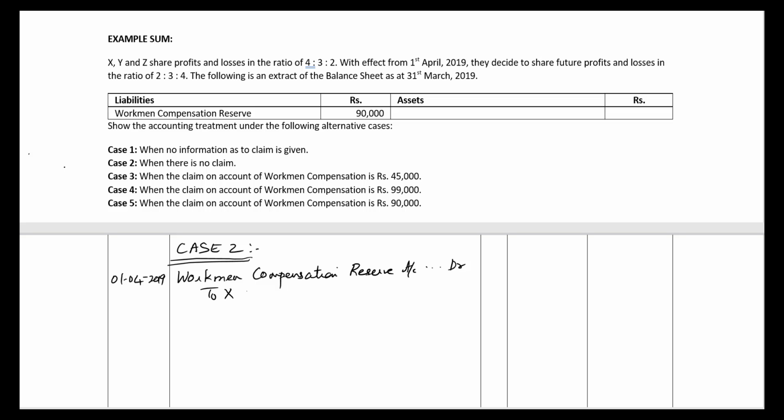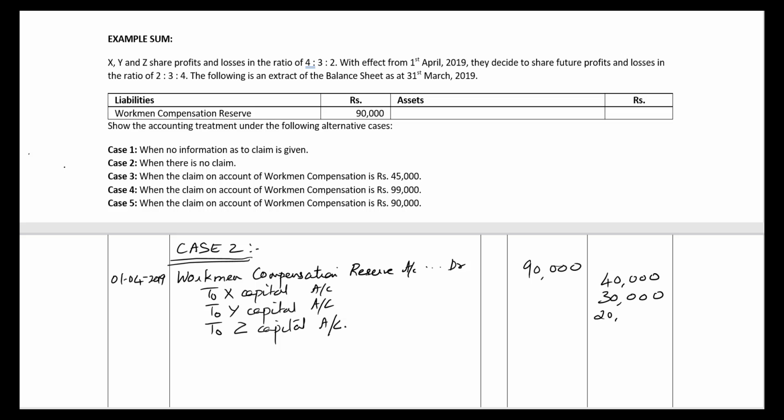To X capital account, to Y capital account, to Z capital account. 90,000 reserve, 40,000 against X, 30,000 against Y, and 20,000 against Z, being Workmen's Compensation Reserve distributed amongst partners in old profit sharing ratio.